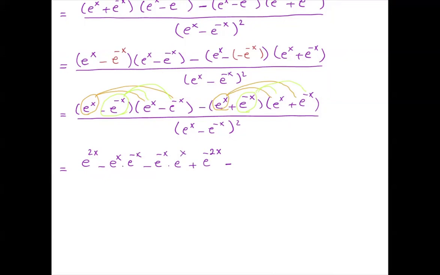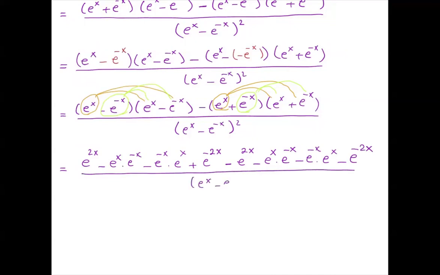We have a negative sign. We can distribute this negative sign here as well. Minus e to power 2x minus e to the power x times e to power minus x, and then minus e to power minus x times e to power x minus e to power minus 2x, and divide everything by e to the x minus e to power minus x to the second power. As you remember from algebra, if you combine these two, it becomes e to power x minus x, or e to power 0, or 1. So this is 1, this is also 1, this is 1, this is another 1.